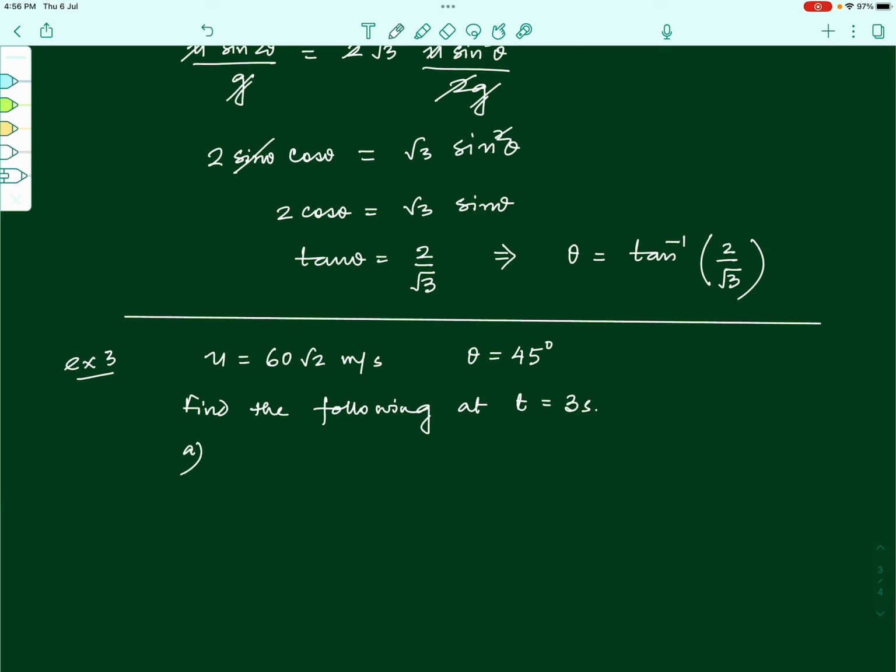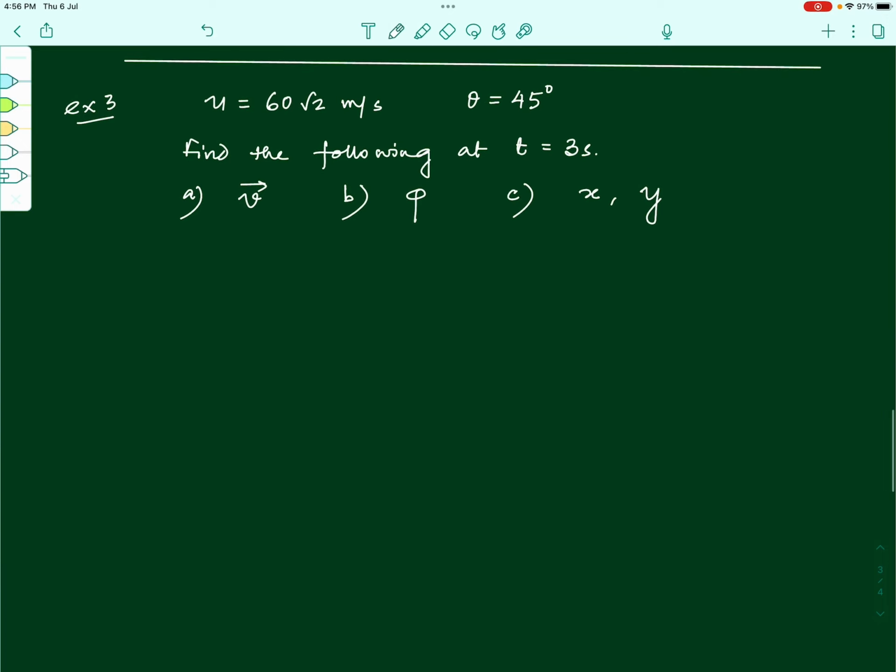So, what are we supposed to find out? Number 1, the velocity of the ball. Number 2, the angle made by the velocity with the horizontal. Let us call that angle phi, the angle that the velocity makes with the horizontal, which we are supposed to find. And number 3, we are supposed to find out the horizontal as well as the vertical displacements. All of these at t is equal to 3 seconds. Let us do that one by one.